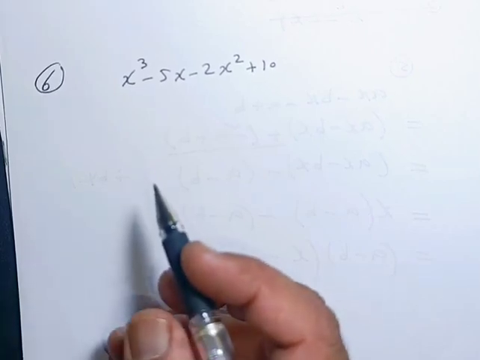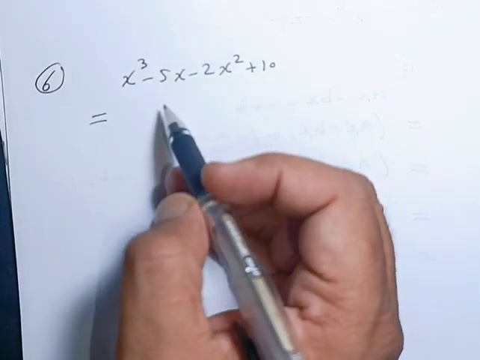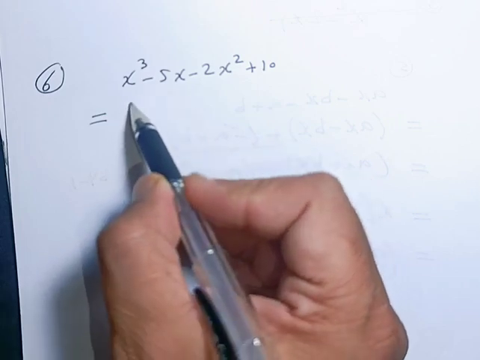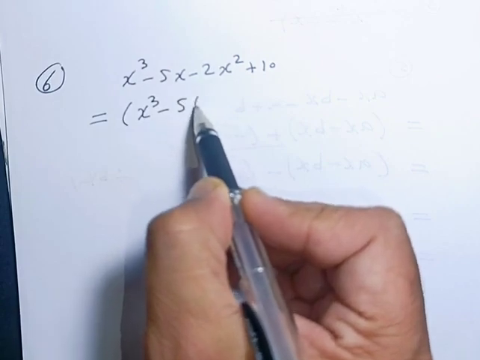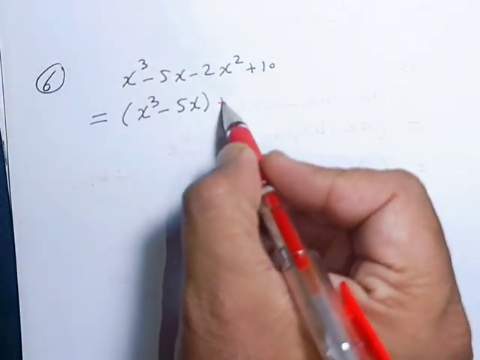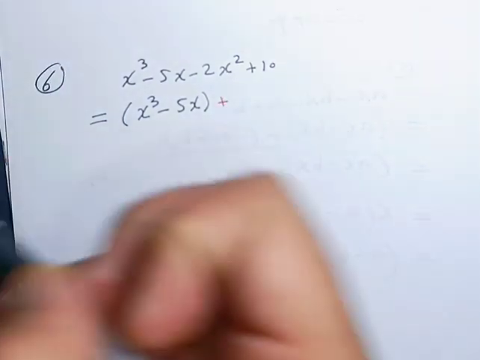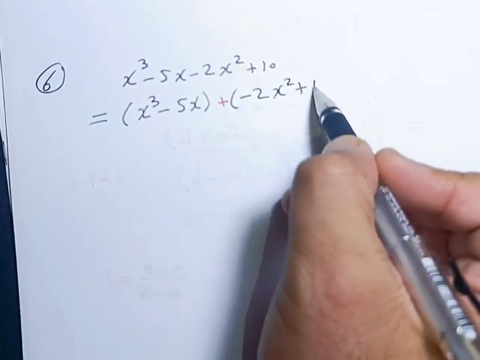Put brackets around the pairs separated by a positive sign. So I'm going to group them in pairs. My first bracket is x power 3 minus 5x. Now, separated by a positive sign, my second bracket will be negative 2x squared plus 10.